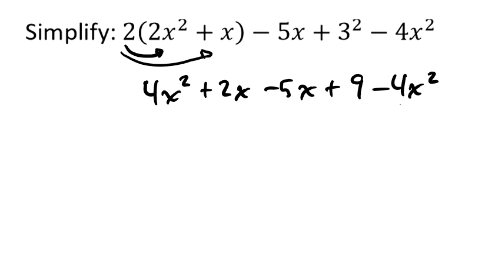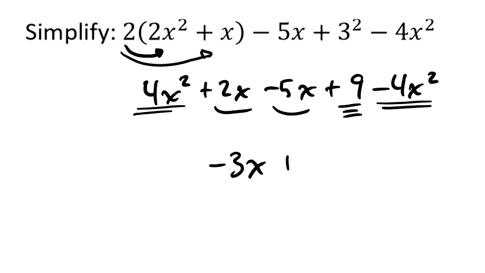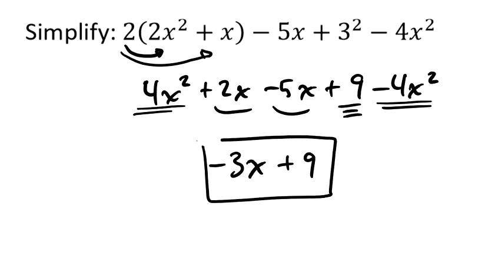And you can see that we do have some like terms. I've got a 4x squared and a negative 4x squared, so those cancel. I have no x squareds in my simplified form. I have a 2x and a negative 5x, so that looks like negative 3x to me. And then finally there is this plus 9. So the simplified expression is negative 3x plus 9.